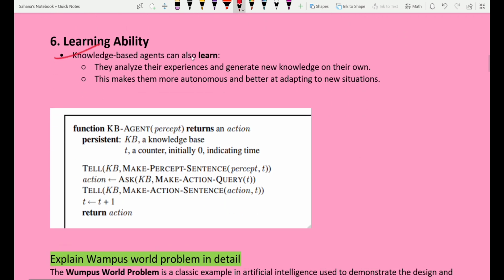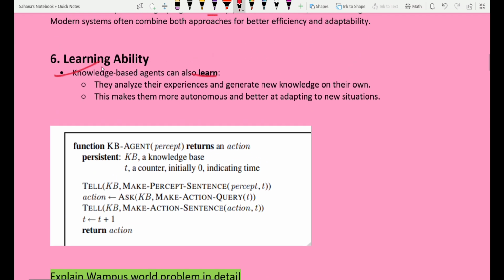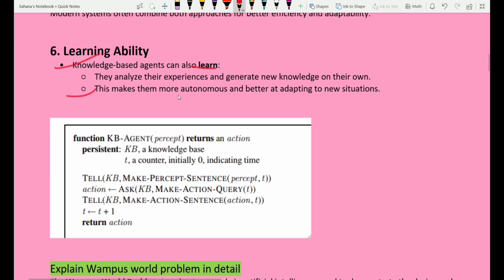Now the learning ability. Knowledge-based agents can also learn. Agents can learn by experiencing and generating new knowledge on their own. This makes them more autonomous, better, and adaptable to new situations.